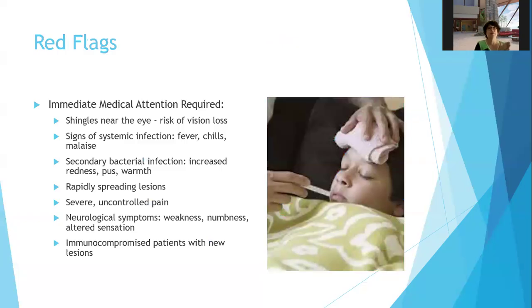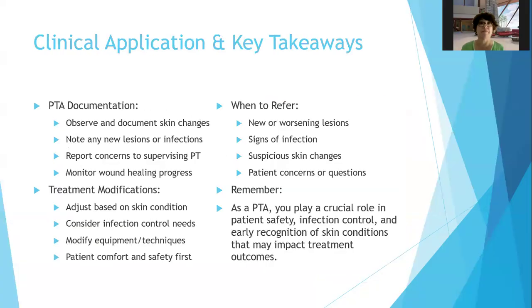Red flags for immediate medical attention: shingles near the eye because there's a risk of vision loss. Systemic signs like fever, chills, malaise, pus, so secondary bacterial infections, increased redness, pus, and warmth, rapidly spreading lesions, severe uncontrolled pain, neurological symptoms like weakness, numbness, or altered sensation, and immunocompromised patients with new lesions because they're more at risk.